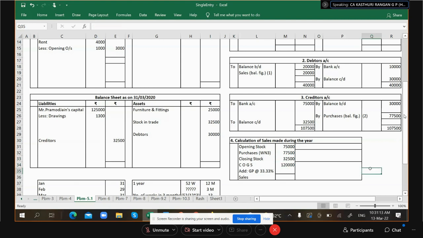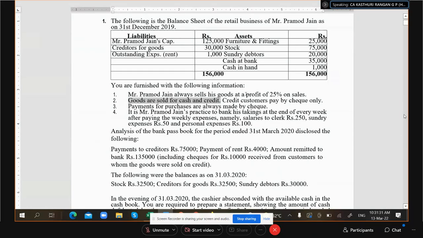Therefore, what is the cost of goods sold? 75,000 plus 77,500 minus 32,500. So the total cost of goods sold is 1,20,000. What is the gross profit? I put 33.33, but the problem says 25% only. See carefully.